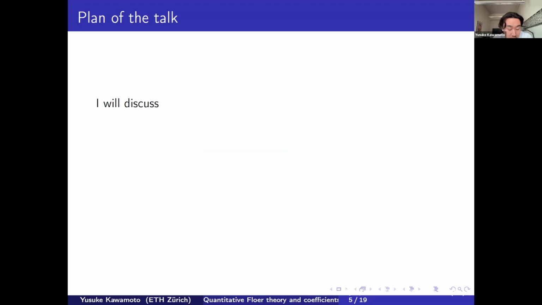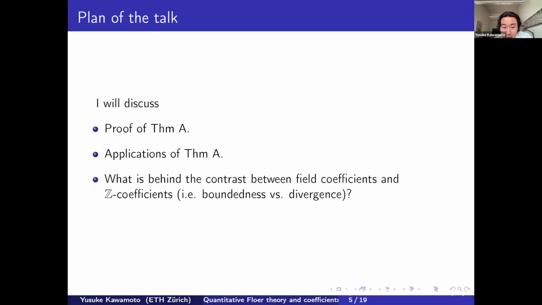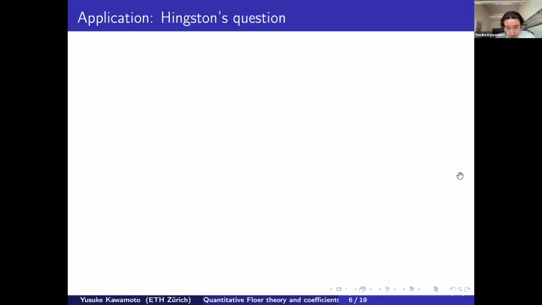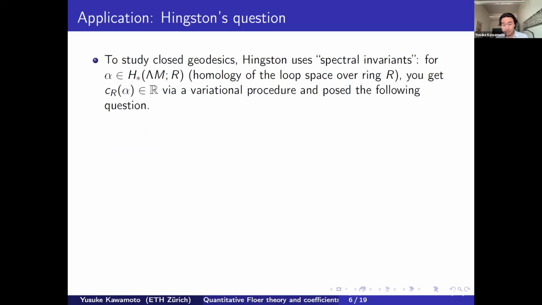So in the rest of the talk, I want to focus on three things. First, the proof of this theorem A, and I want to show some applications. And I also want to tell you what brings this contrast between the field coefficient case and the Z coefficient case. So first, I want to start by showing you some applications of theorem A. The first one concerns a question posed by Nancy Hingston.